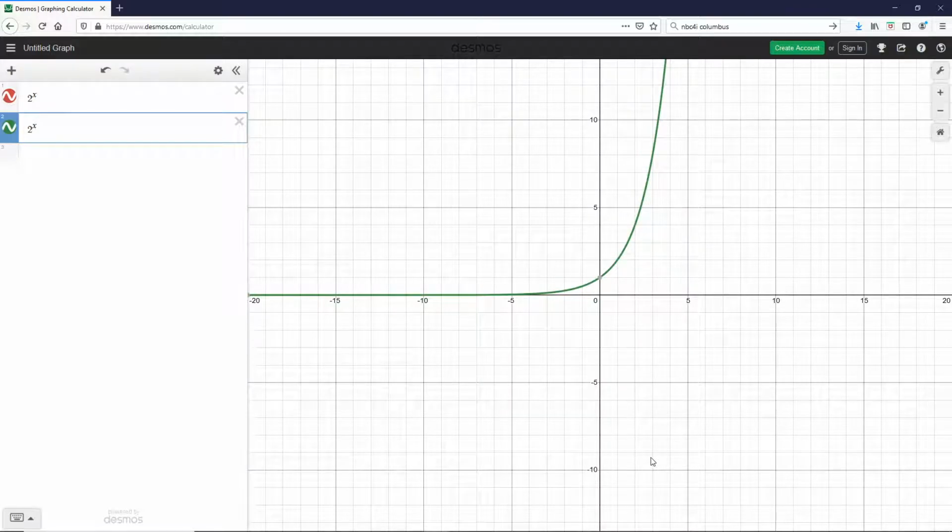And then if we wanted to do a horizontal compression by a factor of 3, we'd multiply just the x's by 3, so that'd be 2 to the 3x. So that's what it would look like with the horizontal compression. So doing the transformations on functions, even if they're exponential functions, is still the same. And as you'll see when we talk about logarithmic functions, again, those transformations will also be the same.